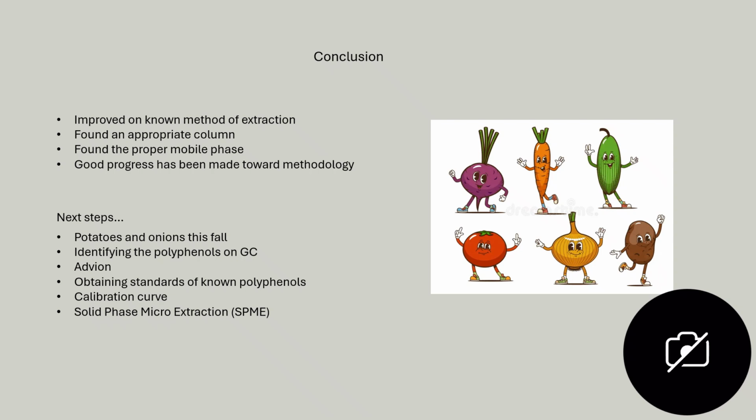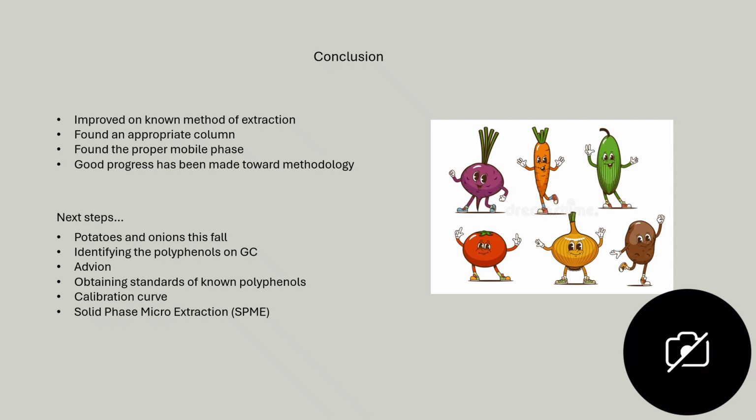So overall, what we did this summer was we improved the method of extraction for what works for us. We found an appropriate column to use for trying to determine individual polyphenol content. We found a couple mobile phases that we think are good candidates as well. And thus, we've made pretty good progress on the methodology of determining individual polyphenols within a food source. We just really need to figure out that identification component of that.